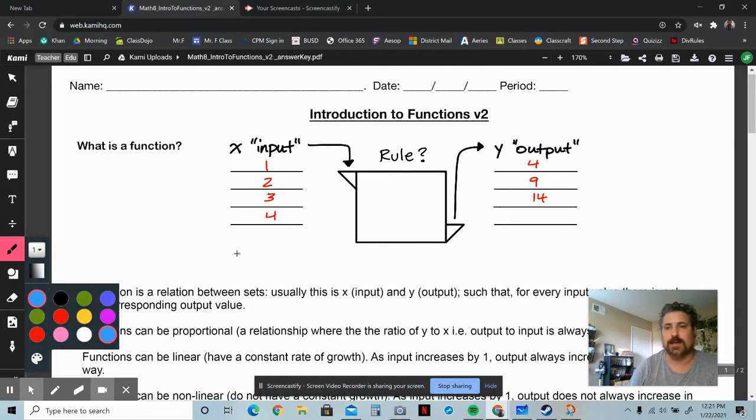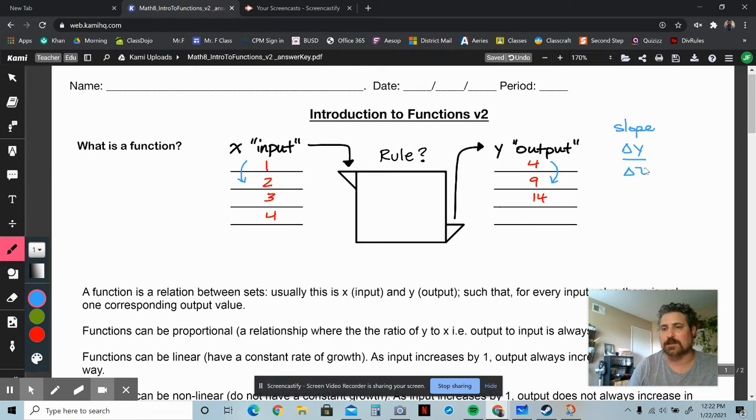The next thing you would look at is to ask yourself, is it linear? Linear just means it has a constant rate of growth. So we ask ourselves, how is the output changing as the input changes? What's the change in y, and how does it relate to the change in x? This is called the slope. Slope is the formula change in y, delta y, over change in x, delta x. In this case, the output's changing by 5, 4 plus 5 is 9, as the input changes by 1, so 1 plus 1 is 2.